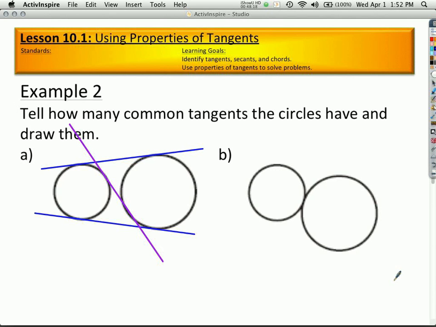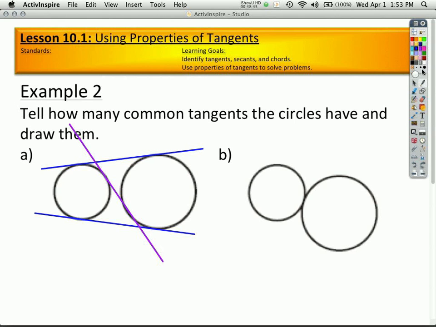All right, let's come back as a whole group and hold up the number of fingers to represent the number of common tangents you found for part B. Now look around at your classmates. Okay, put your hands down.